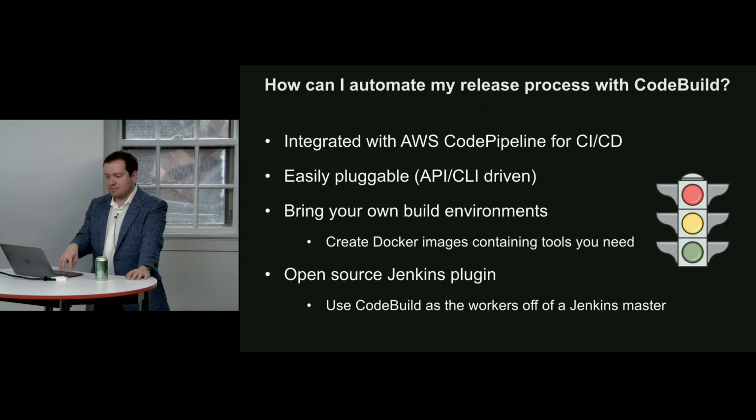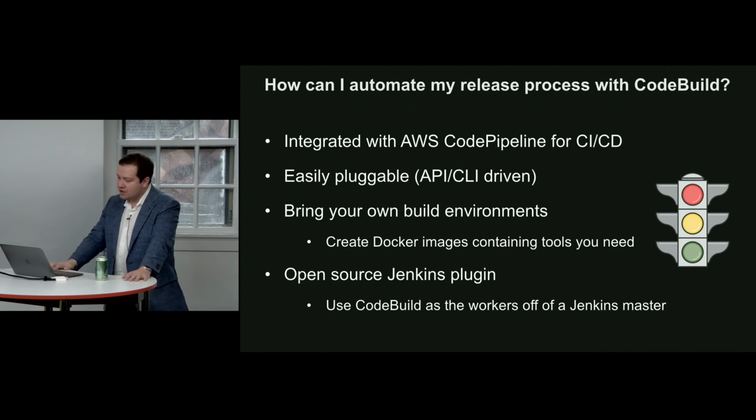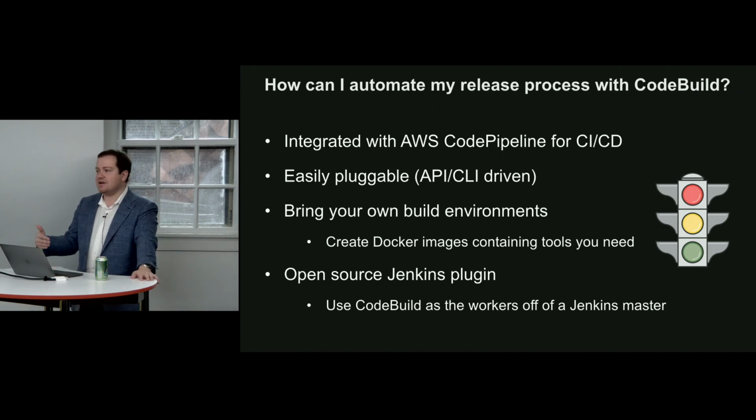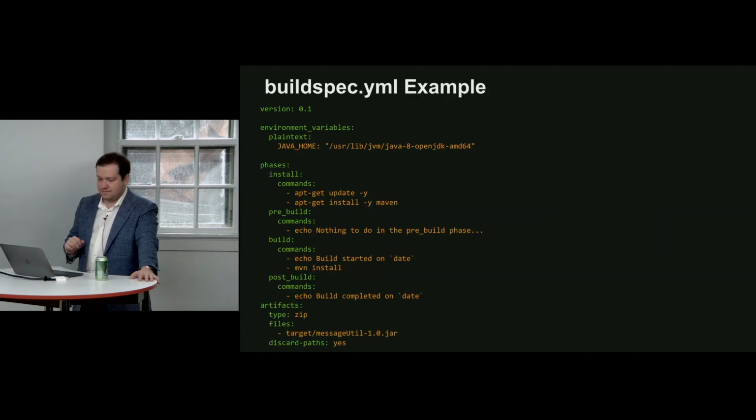So how do I automate my release process with CodeBuild? Well, it's integrated with CodePipeline. It is API driven, like most of our services. You can create your own build environments, as I mentioned, and there's a Jenkins plugin. I have a lot of customers who use Jenkins, so you can just plug it into Jenkins and use it with that. So let's take a look at how this actually works.